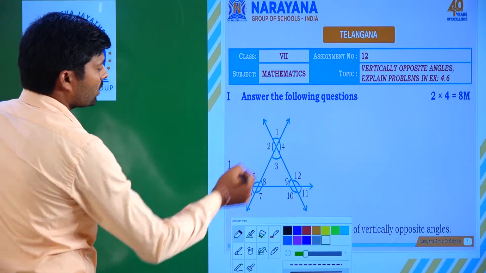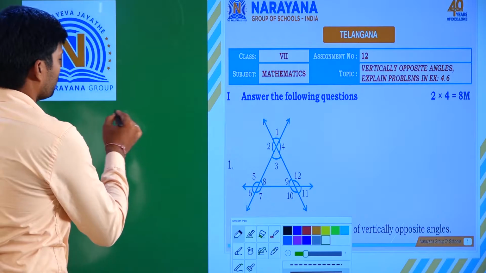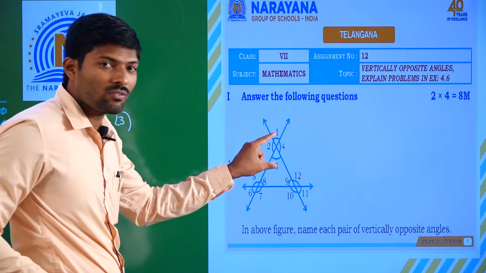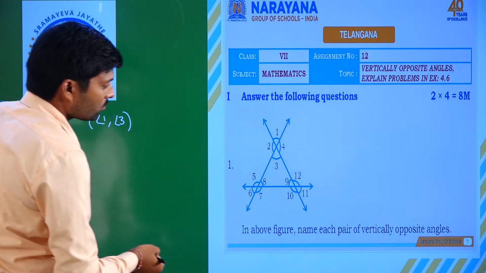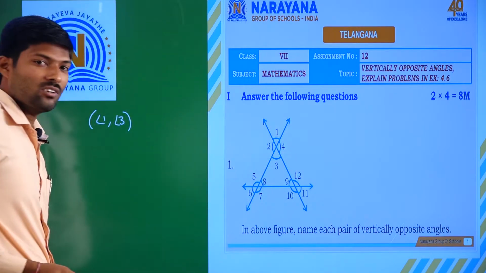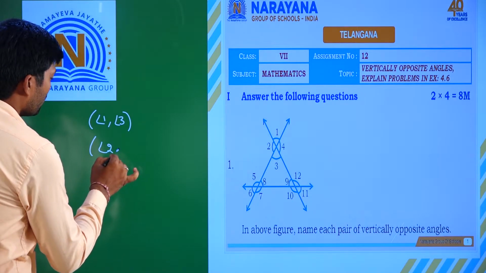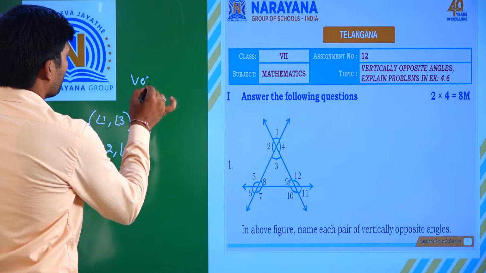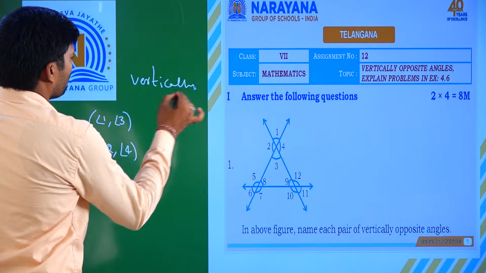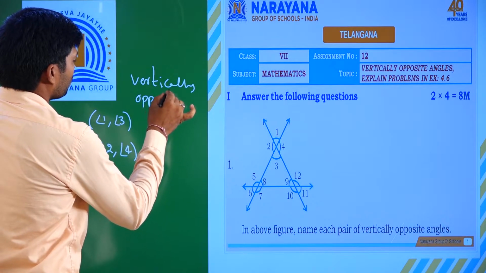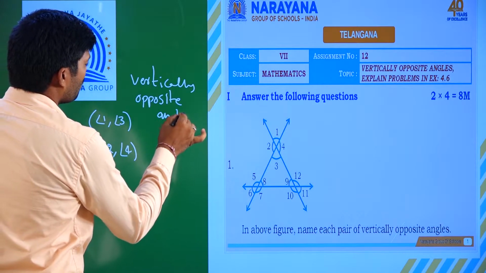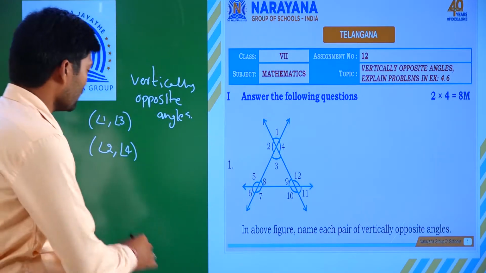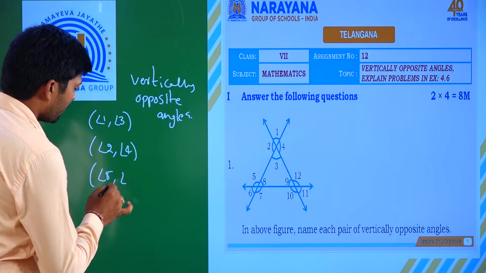From this figure I can take 1 comma 3, that is angle 1 and angle 3. These two are one pair of vertically opposite angles. Next, angle 2 as well as angle 4. These two are also vertically opposite angles. Likewise we have to list out. What is the next one? Here it is angle 5 and angle 7.